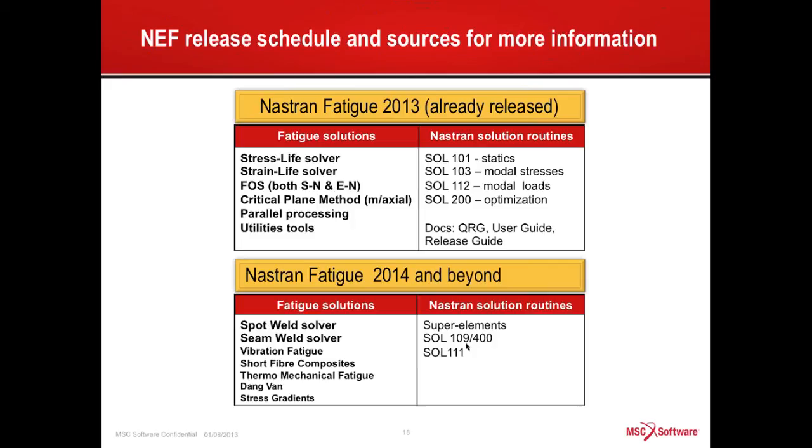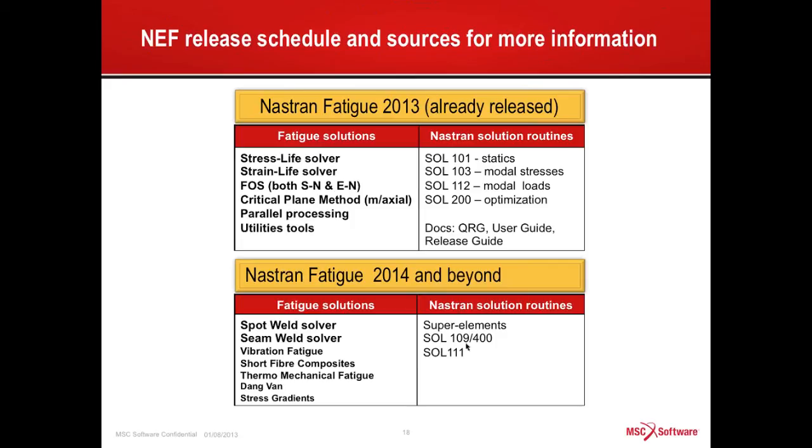Nastran solution routines that are supported are Solution 101 for statics, Solution 103 and 112 for transient dynamic, and Solution 200 for optimization. Now, sometimes people ask, why do we have both Solution 103 and 112? Very simply, it's to enable the connection to Adams to take place. If you want to combine Adams multi-body dynamic capabilities into this process, then you would typically choose solution 103 and then send the NEF file out to Adams, bring back the modal loads, and continue the calculation in Nastran.